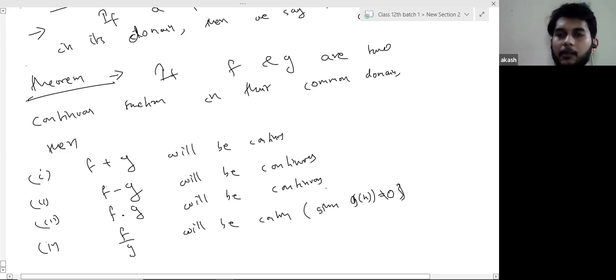This is saying if suppose f is sine x and g is x, there are two functions. Suppose they have common domain. The domains are same. Then this plus this will always be continuous if x is continuous and sine x is continuous. Sine x minus x will always be continuous. Same with multiplication, same with division, except when x becomes 0, because we don't want 0 in the denominator.